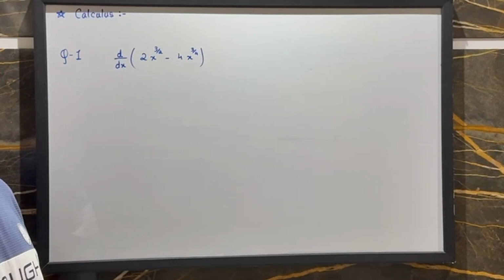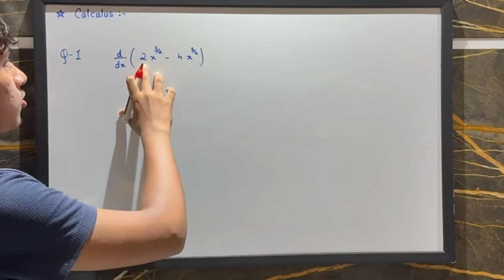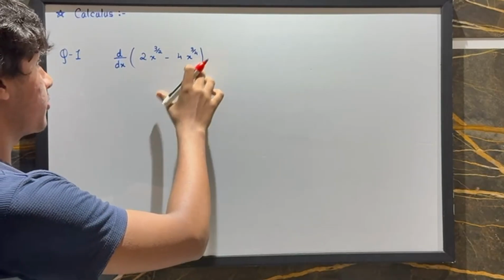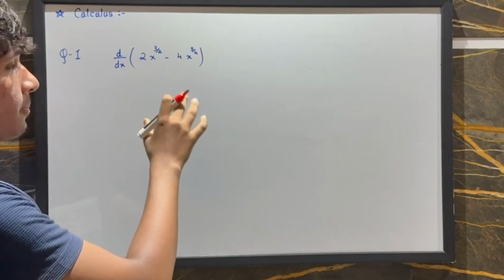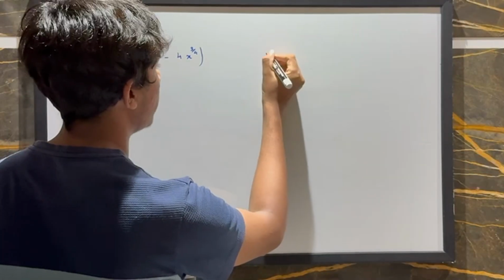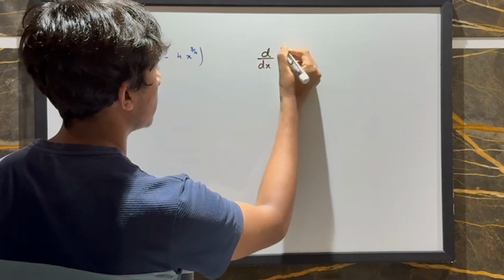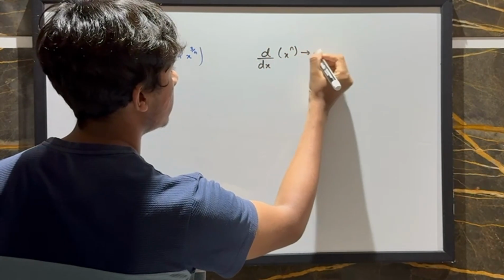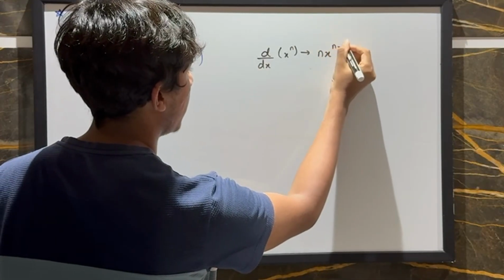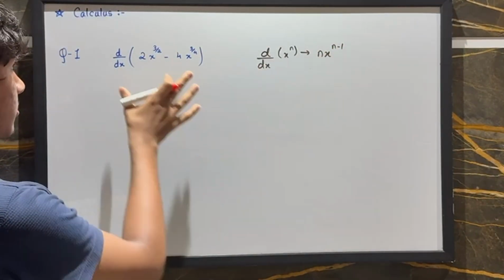So in this video, we have been asked to differentiate this function, which is 2x to the power 3 by 2 minus 4x to the power 3 by 4. So this is a power rule question. So you will remember this formula, which is d by dx of x to the power n is n x to the power n minus 1. So we'll just apply the same rule here.